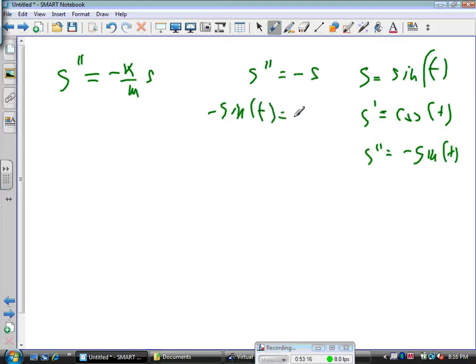So if I replace this with this, and this with that, do I get something that's true for all t? In other words, an identity. In other words, check. Yeah, I do. Wait, is that the only function like that? What if you'd said cosine?